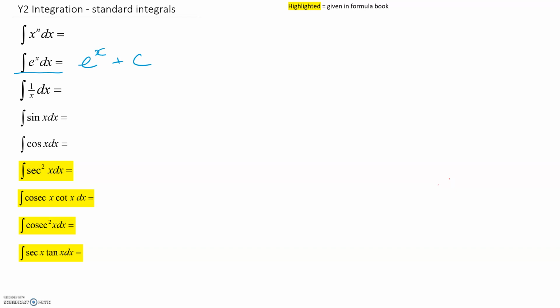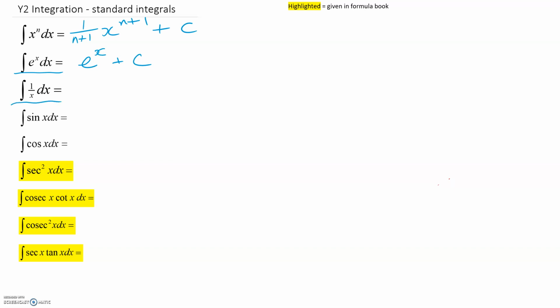The top one, it's fairly straightforward. You will have done this lots of times. So when you integrate, you add 1 to the power and you divide by your new power, and don't forget your constant.